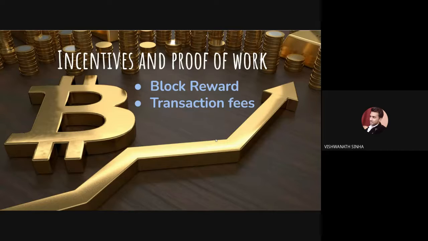They are maintaining the ledger, but why do we suppose they are maintaining it in an honest way? What Bitcoin provides here is incentives and the proof of work. Each block owner is provided with two kinds of incentives. The first one is the block reward. So what is a block reward?